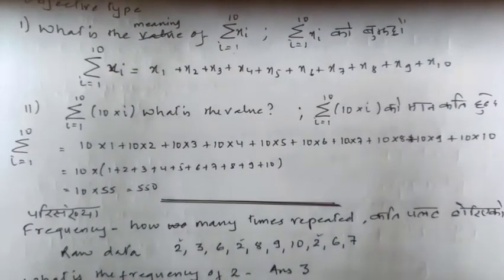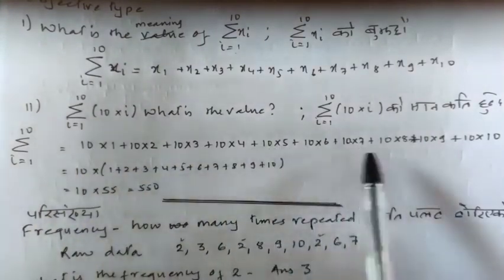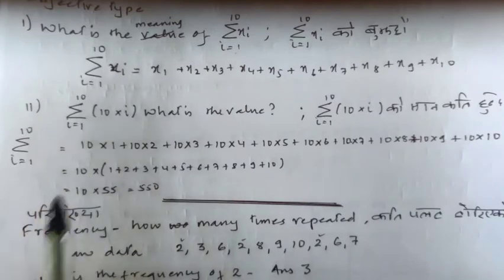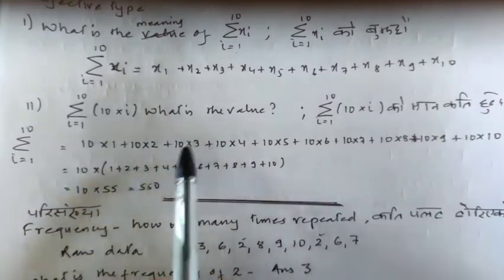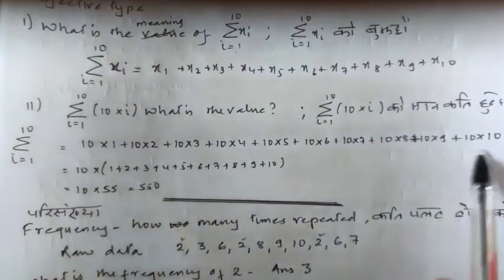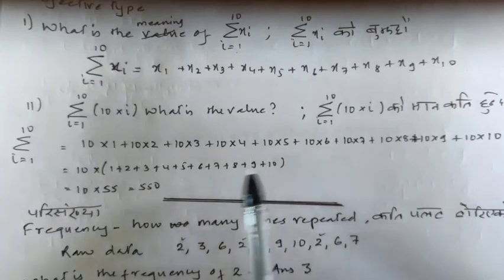Did you all get it or not? Now I'll take 10 common. Can you see 10 is common everywhere? I'll take out 10 common and the multiplication sign stays here. In brackets what is left? 1 plus 2 plus 3, plus everything up to 10. Now 10 into, you add all these. If you add all these you'll get 55.